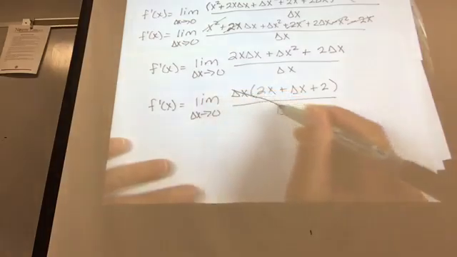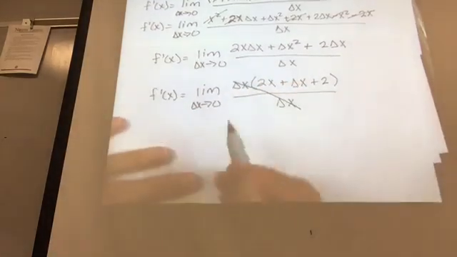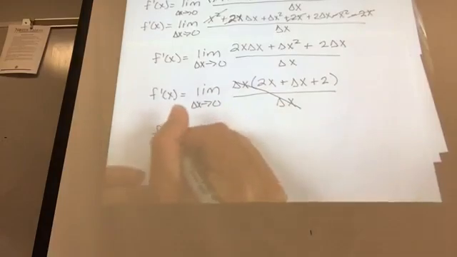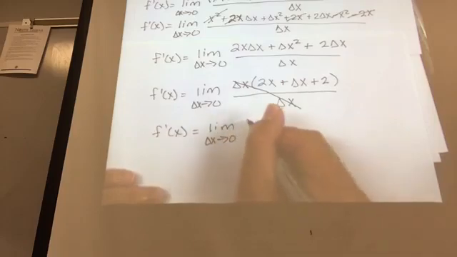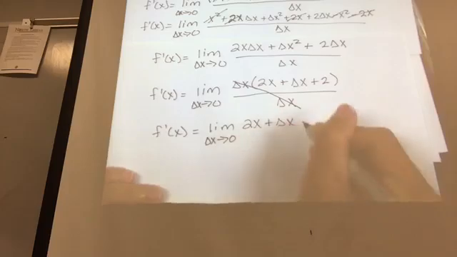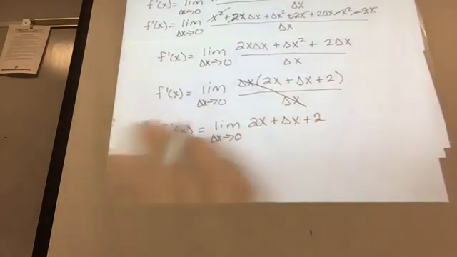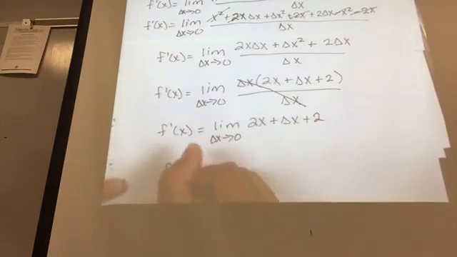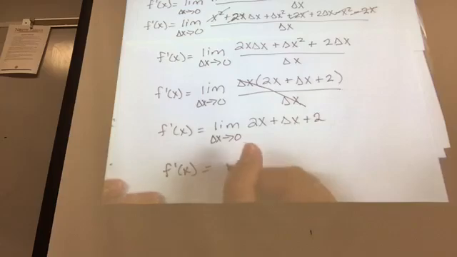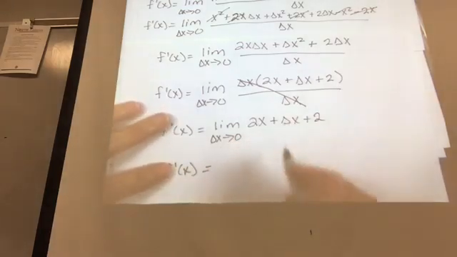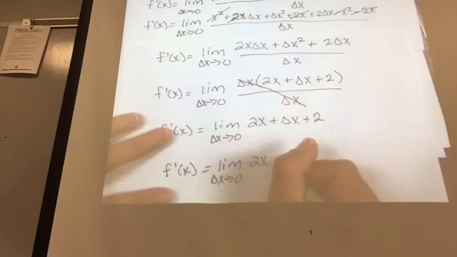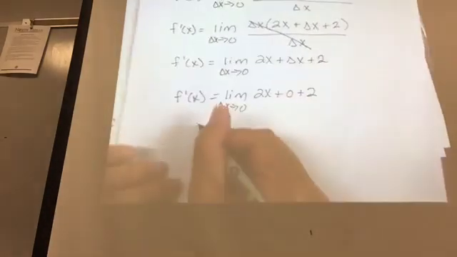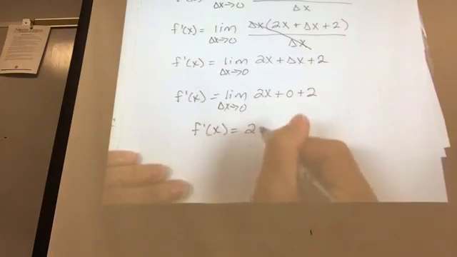So now if I divide it out, I now have f prime of x equals the limit as the change in x approaches 0 of 2x plus the change in x plus 2. Now I can use direct substitution. And if I plug 0 in, I get 2x plus 0 plus 2. So f prime of x is equal to 2x plus 2.